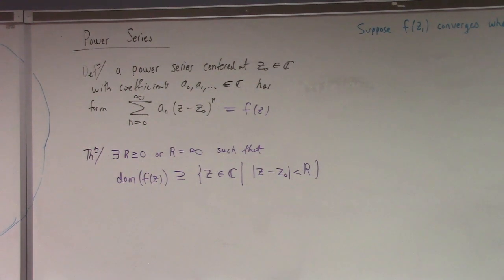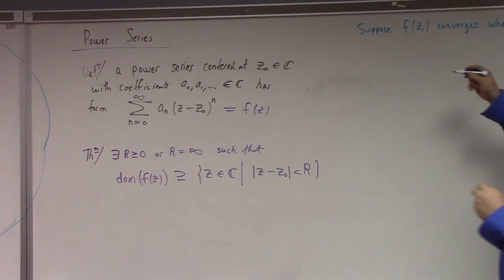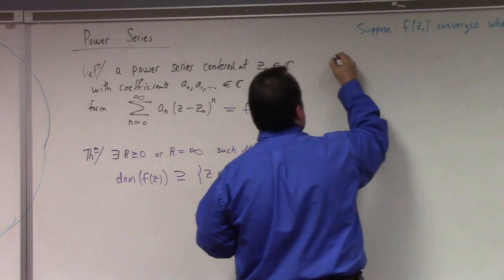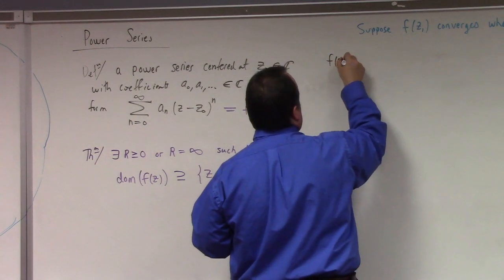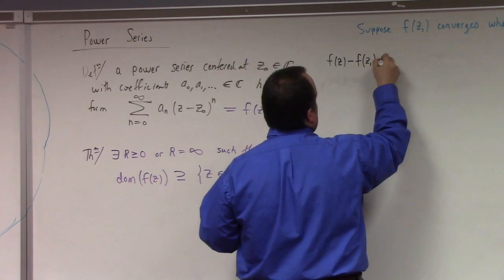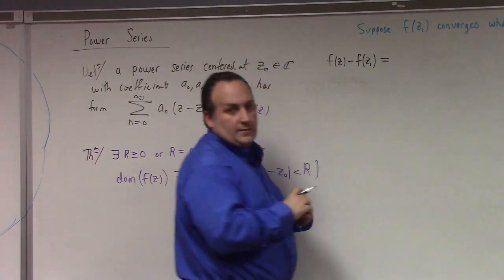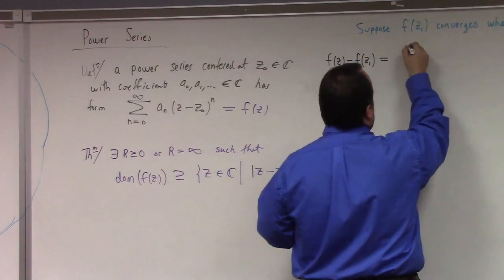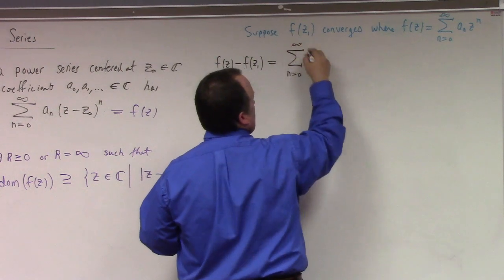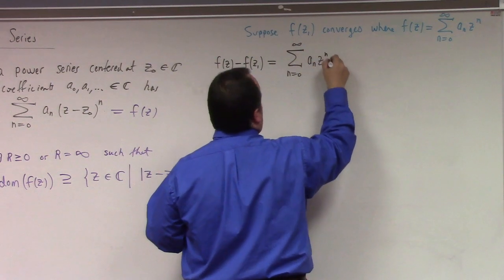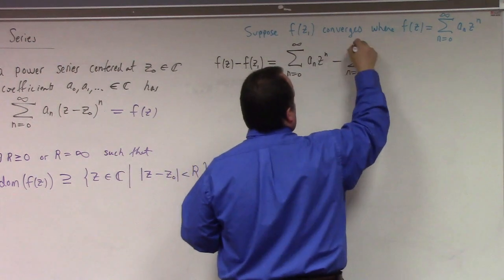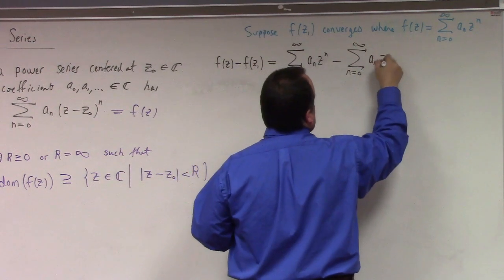So the theorem of Carathéodory, what I want to look at is f of z minus f of z1. So what are we up against here? We've got the sum, n equals 0 to infinity of a n z to the n, minus the sum, n equals 0 to infinity of a n z1 to the n.